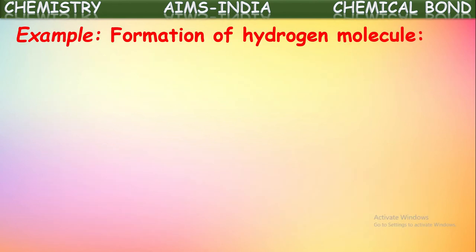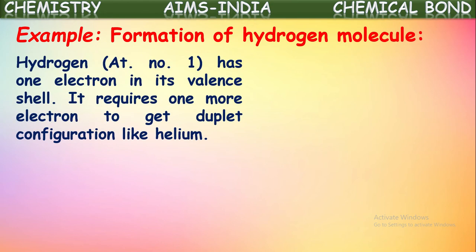Let us see another example. Formation of hydrogen molecule. We know the hydrogen atomic number is 1, meaning it has only one electron in its valence shell. Is it a stable element? No, because as it is having only one shell, if it is having two electrons, then it becomes stable. But hydrogen has only one electron, it requires one more electron to get a duplet configuration like helium.